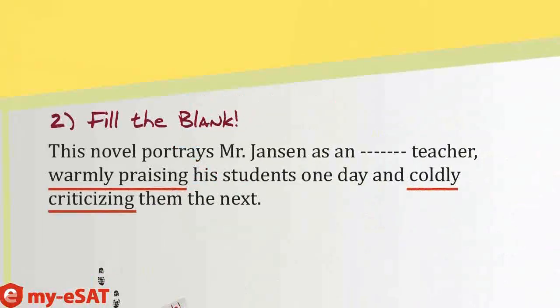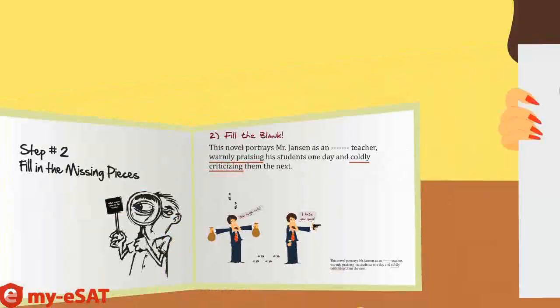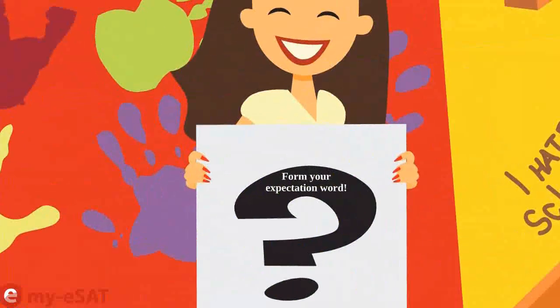We form an expectation of what we think the word should be before we even look at the answer choices. Pay attention to the context clues we found. They will indicate the meaning of the word in the blank. What word fits best in this blank? When you read this sentence, ask yourself, what kind of person gives warm praises one day and cold criticism the next?